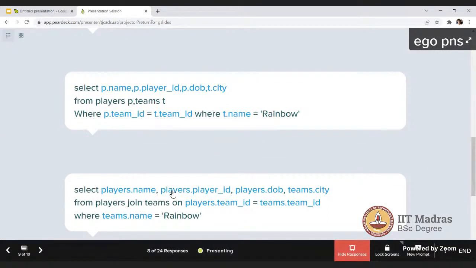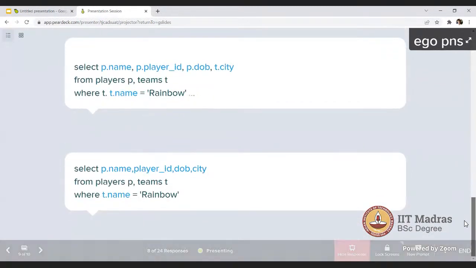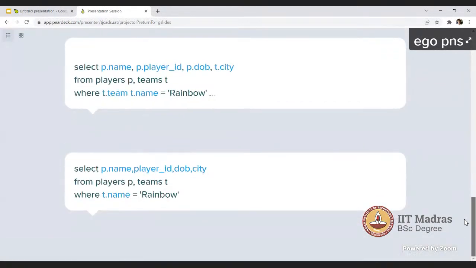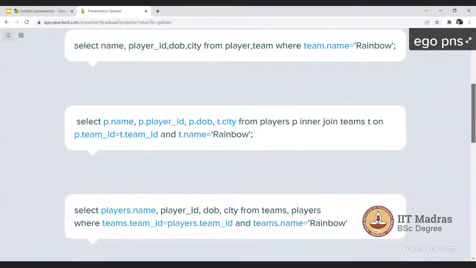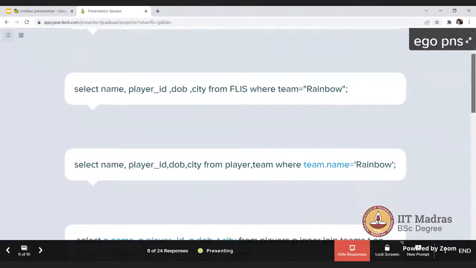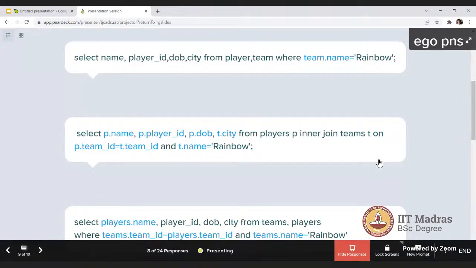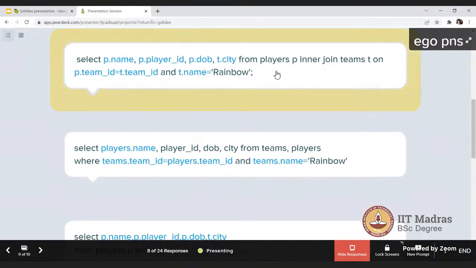Players join teams on this, Rainbow. Okay. So we need to join players and teams table, right? So can I use natural join here? Simply players natural join teams and then apply the condition where t dot name equals Rainbow. Can I do that? Where clause is missing here?